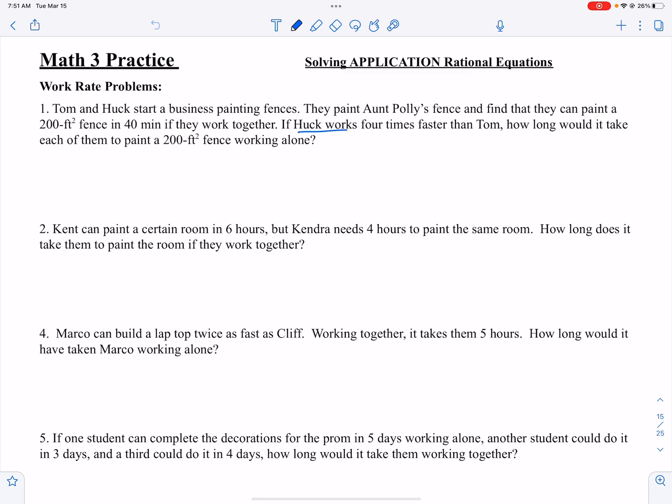So if Huck works 4 times faster than Tom, we could say Huck takes x amount of time. Tom would be 4 times that. So we would say Tom would take 4x. And how long would it take them working alone? So we've got to set up an equation. We know it takes them 40 minutes if they work together. So one fence, Huck takes x amount of time, plus one fence, Tom takes 4 times the amount of time that Huck takes, and then together they take 40 minutes. So still one fence is your numerator, 40 minutes is your denominator.